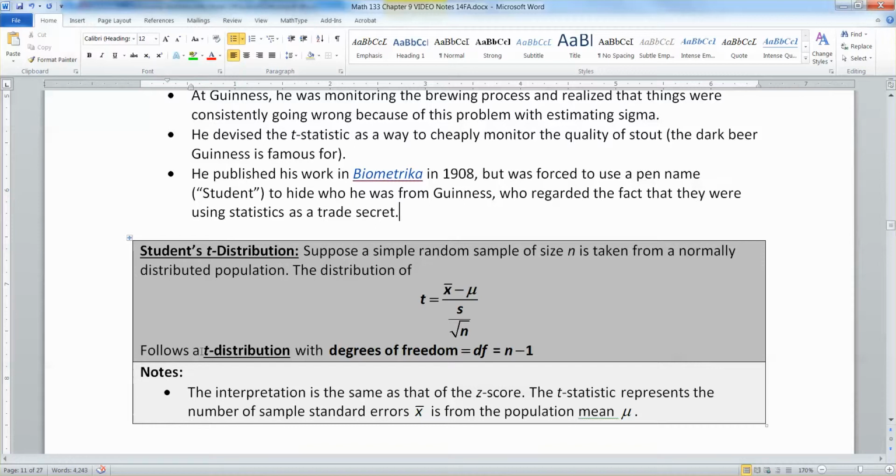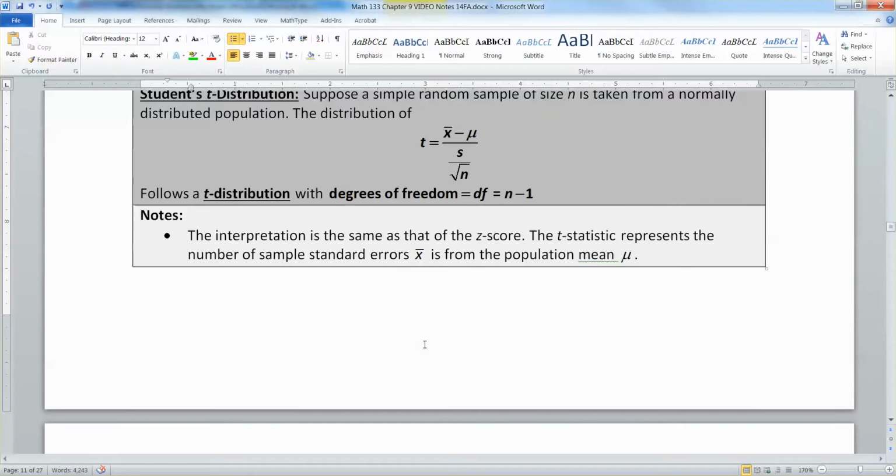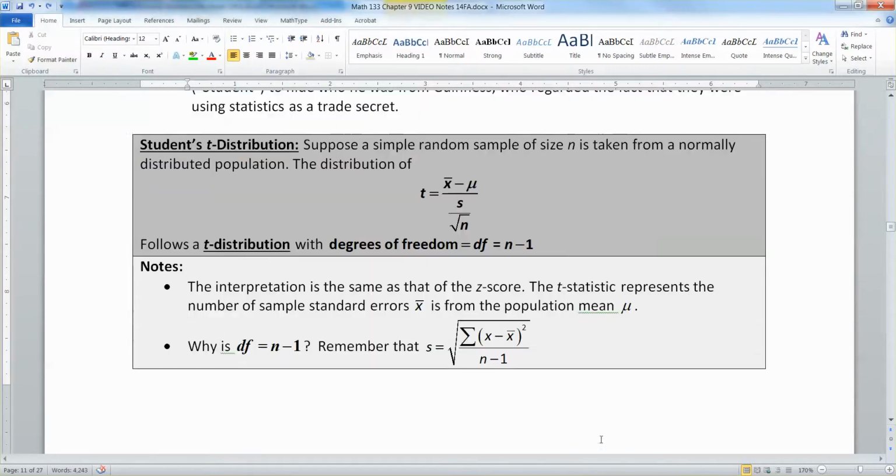Now, the interpretation of the t-score is very, very similar to the interpretation of the z-score. It's basically the number of standard errors x-bar is from the population mean. So it's very, very similar.